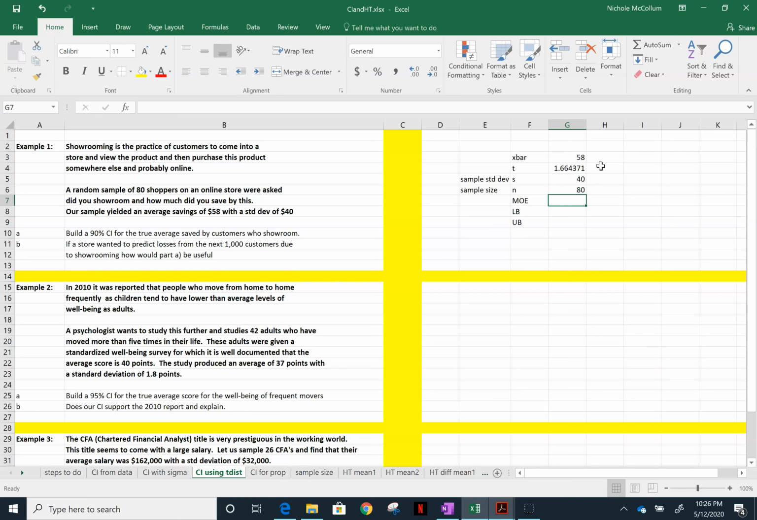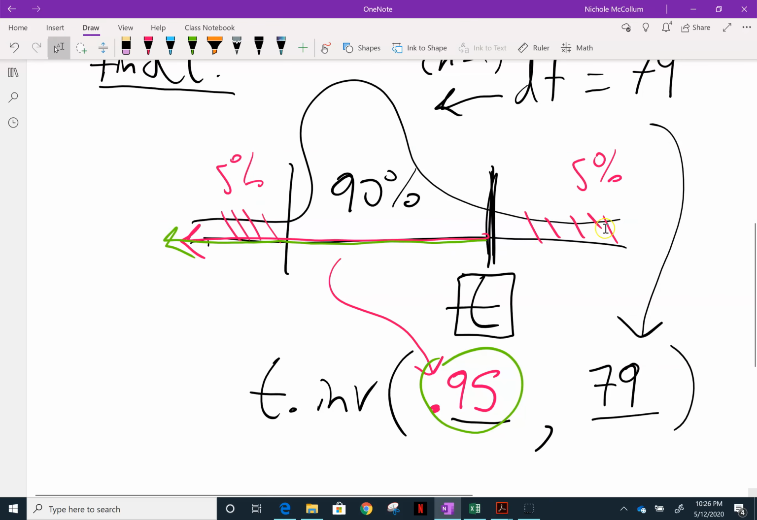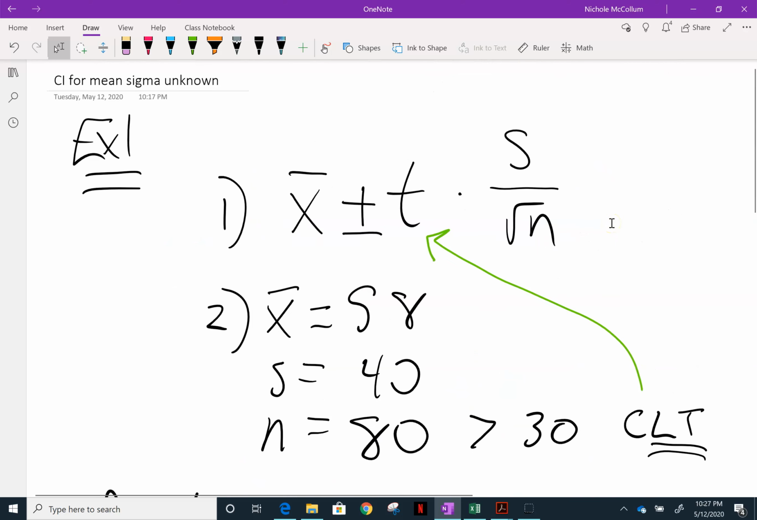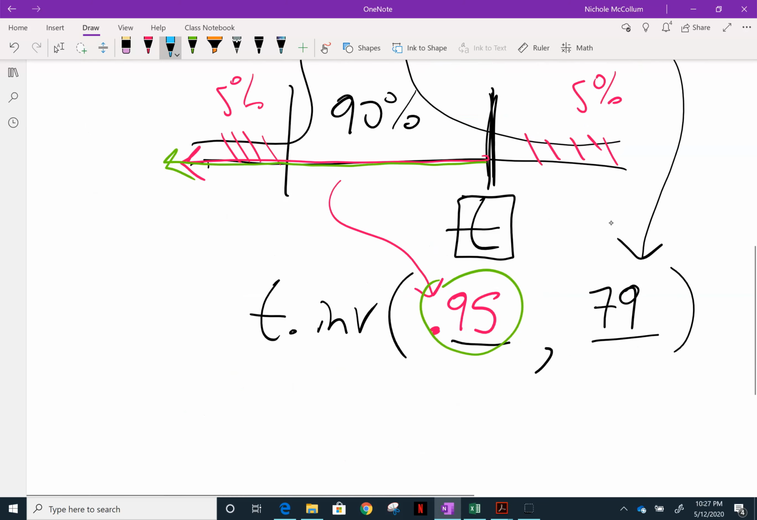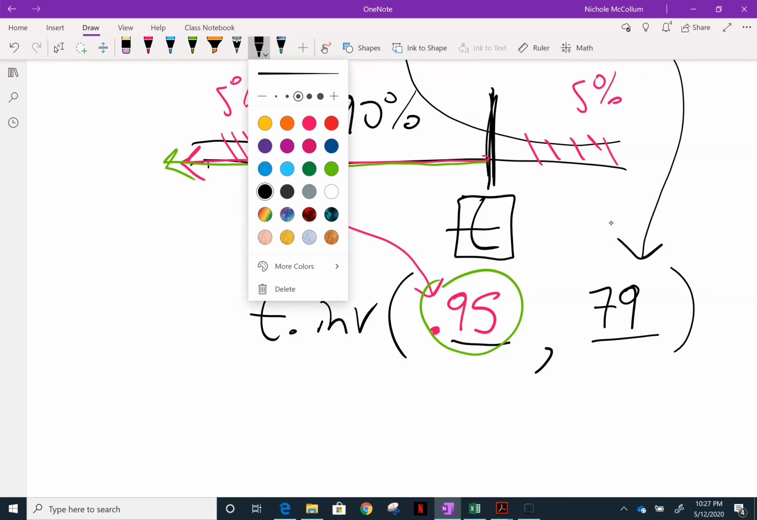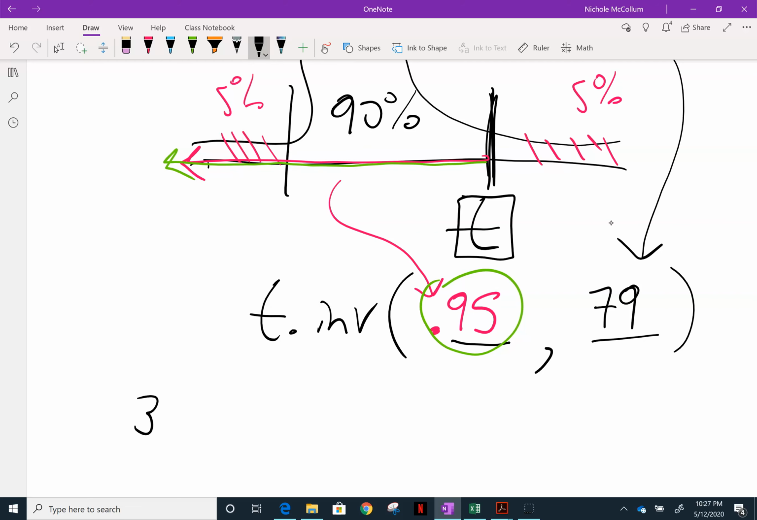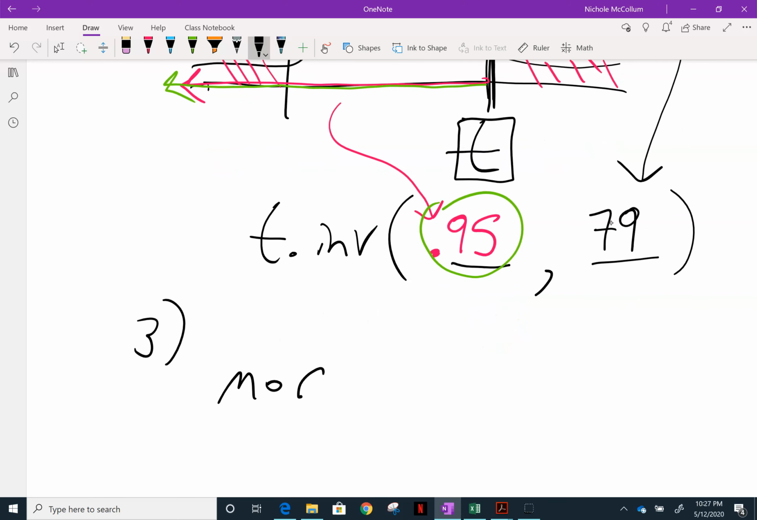So now we have each variable, and now we can put it all together and build our confidence interval. The next thing I usually ask students to do is build the margin of error. So that's the next step, Step 3. Build the margin of error. Well, the margin of error is T times S over radical N.